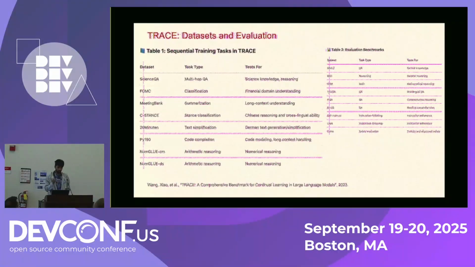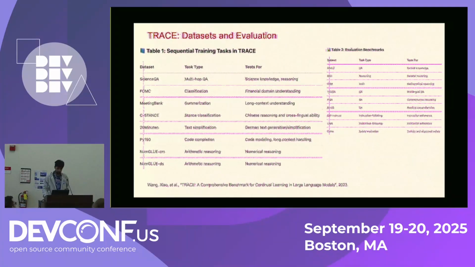Yeah, so on the left table is the 8 tasks that we train on. So for example, ScienceQA has science knowledge reasoning, and then there's a financial domain understanding data set. Then there's long context understanding, and there are a couple of multilingual data sets, Chinese and German. There's one code data set, and there are 2 numerical reasoning or arithmetic reasoning.